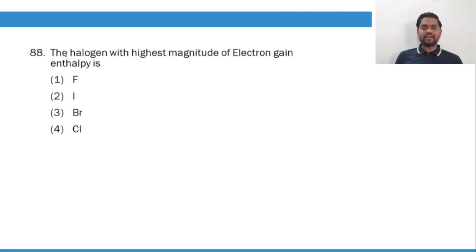88. The halogen with the highest magnitude of electron gain enthalpy is chlorine. Please remember, fact based. Chlorine has vacant d orbitals. Although fluorine is highly electronegative, it can pull the electron toward itself, but it does not have vacant d orbitals. Whereas chlorine is also electronegative, it can pull the electron toward itself, not as electronegative as fluorine, but yes, since it has vacant d orbitals, this is very important. It has what? Vacant d orbitals. It can accommodate an electron very easily as compared to fluorine.